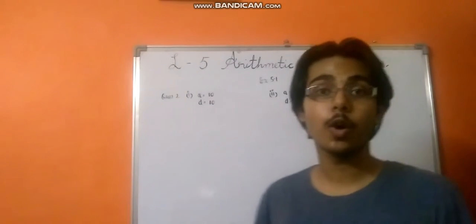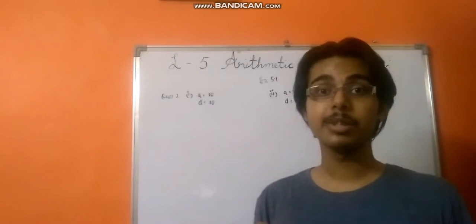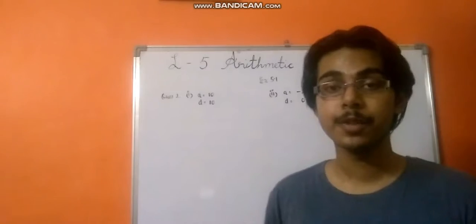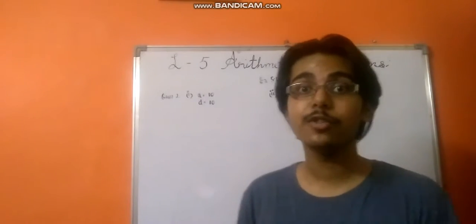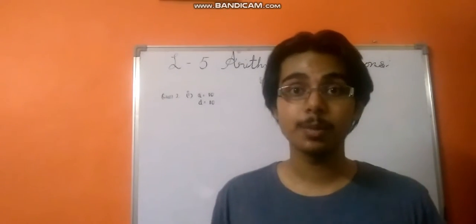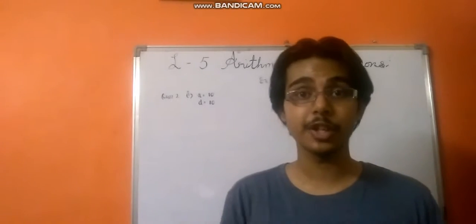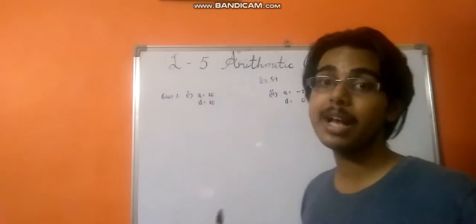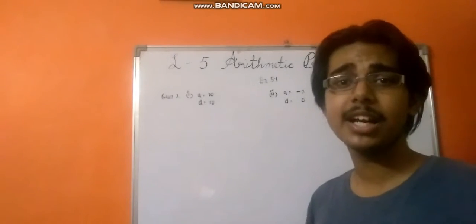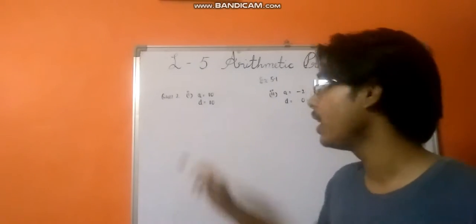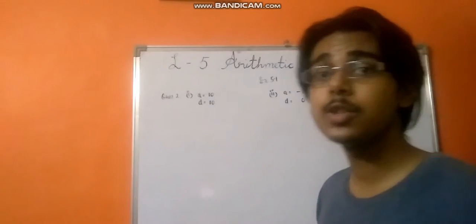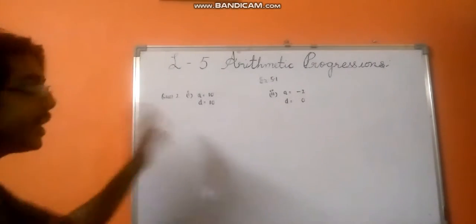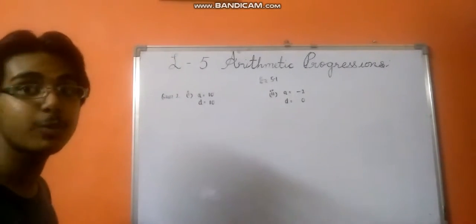So now I want all of you to take out your NCERT and we will be starting with exercise 5.1. In the first question, you need to find the next 4 terms of an AP. Here you are given the first term and the common difference. They have denoted the first term as A, so you can simply understand that A stands for the first term and D is the common difference.